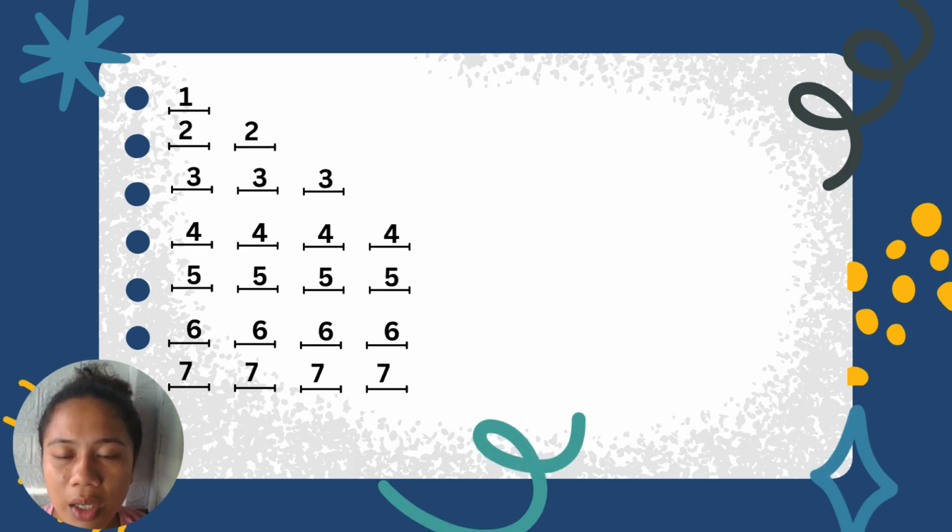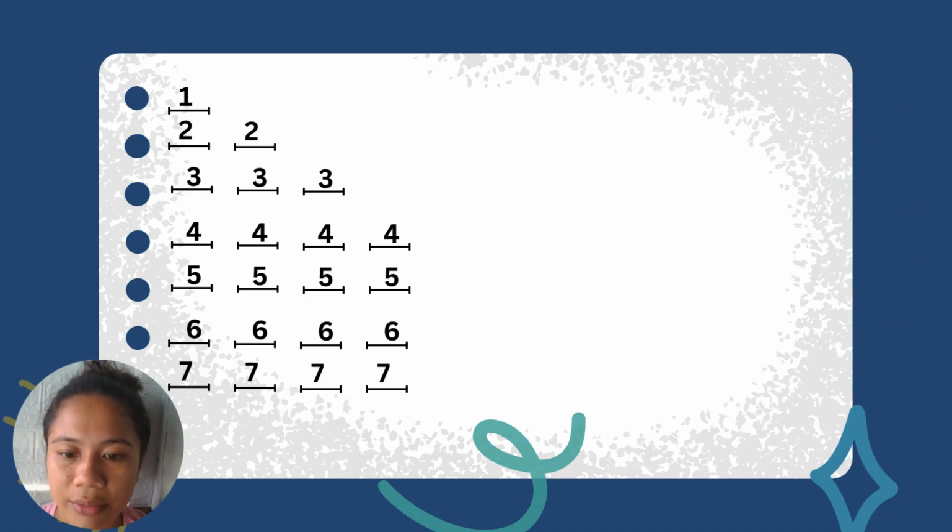So now the horizontal lines that we've created are filled with their numbers: 1, 2, 3, 4, 5, 6, 7 for the first column, and then 2, 3, 4, 5, 6, 7 for the second column, and then 3, 4, 5, 6, 7 for the third, 4, 5, 6, 7 for the last column. So that's how we fill in these lines.